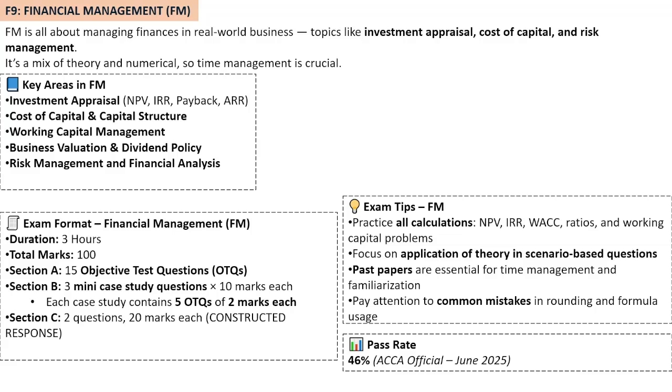The exam format for this is the same, 3 hours, total marks 100. Section A, B and C. Section A has 15 MCQs, Section B has 3 mini case questions, and Section C has 2 questions of 20 marks each. The exam tips: practice all questions of NPV, IRR, WACC, ratio and working capital problems. Don't worry if you don't know these topics. When you give the exam, it will be very understandable.